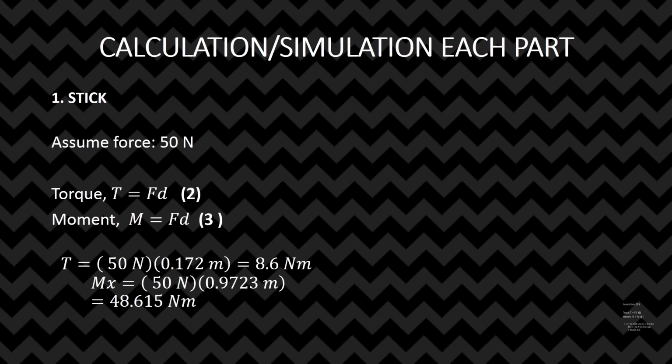To ensure its availability and affordability, the first thing we need to do is calculation and simulation of the stick. Firstly, we assume that the force applied on it is 50 Newton, and by using the torque and moment formulas, T equals Fd and M equals Fd, we find that the torque is 8.6 Newton meter and the moment is 48.615 Newton meter.